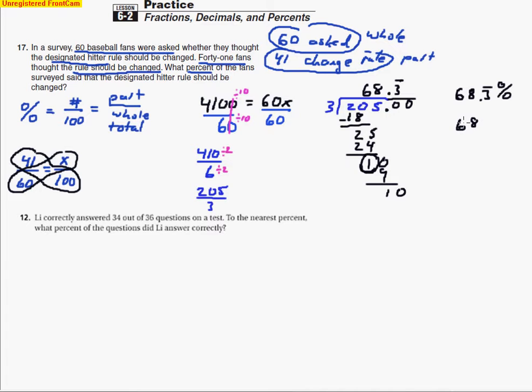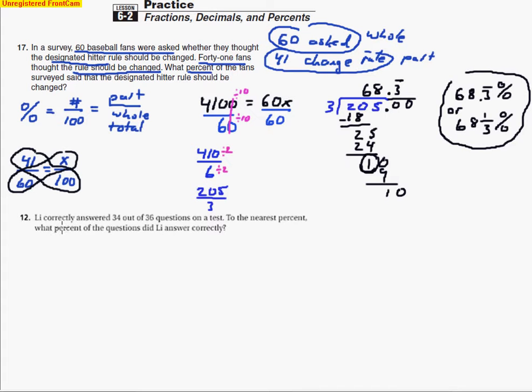So that means it's 68 and 1/3. Whatever the divisor is goes in the denominator. And those are the answers. Either one will work. They both mean the same thing. So the key is to figure out what the fraction is to start with, and then we can change it to a percent.